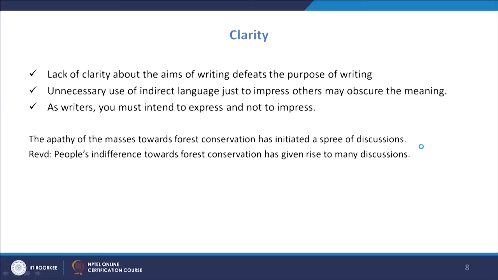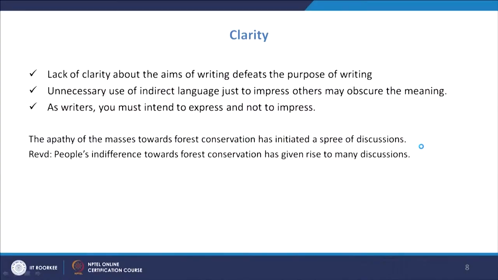Next, you also need to achieve clarity. And how can you get clarity? Clarity in any document, clarity about the piece of information. You want to convince your readers, or explain, describe, instruct, tell, advise, whatsoever. But if the entire matter is not clear, what will happen? Lack of clarity about the aim of writing defeats the purpose of writing. If you are not sure of the clarity, then naturally the document will not become readable; it will be very confusing.